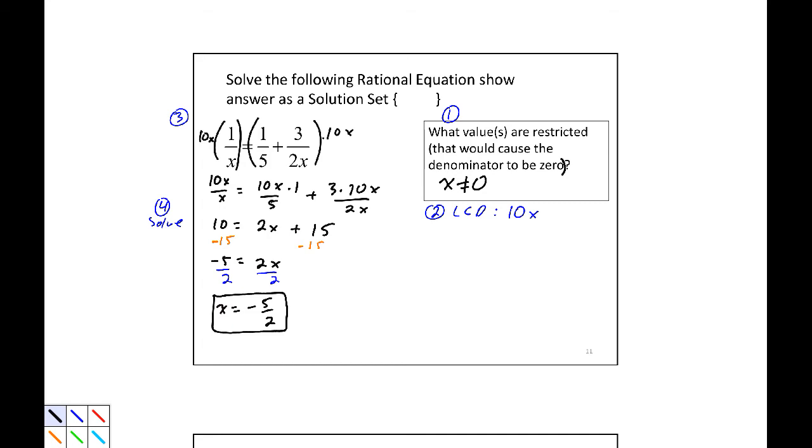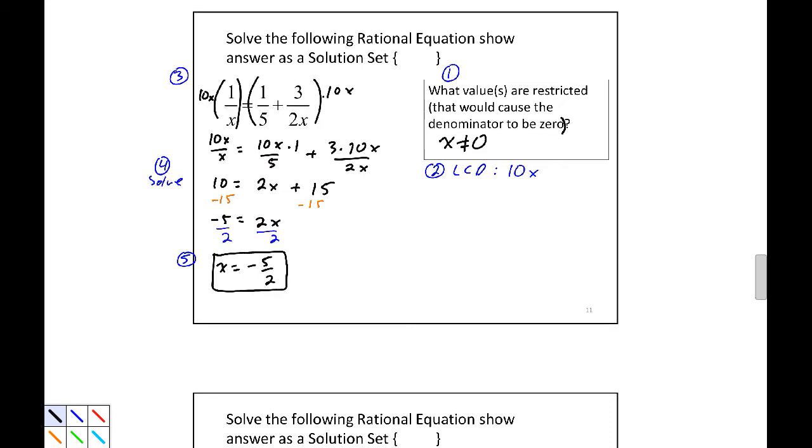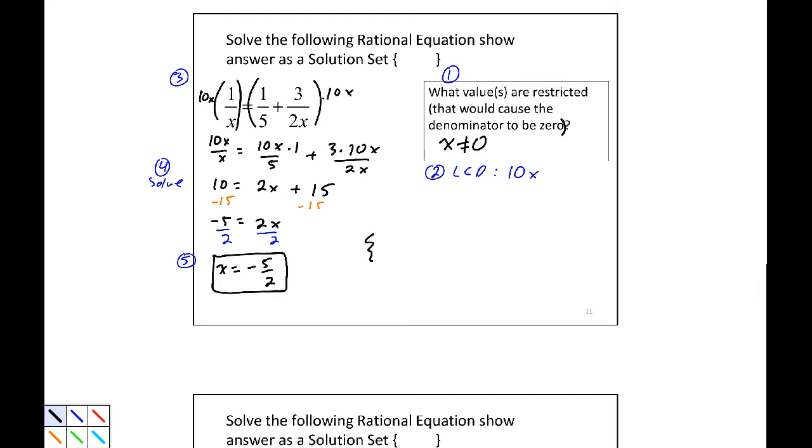I'm actually going to go ahead and check this real quick. 1 over x, it's 3 over 2 times negative 5 over 2. Just make sure I have all those in there. And yes, both sides are the same. So x equals negative 5 over 2 is our solution. We want to write that as a solution set, the set of negative 5 over 2.